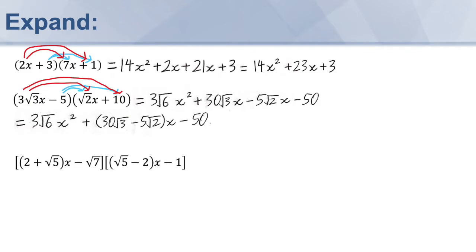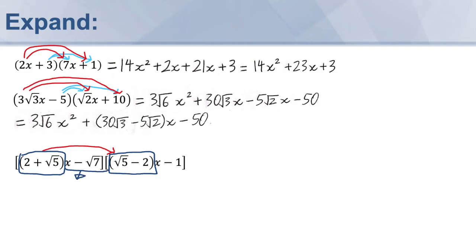So here, we have a little more complex one. So we have (2 plus root 5)x minus root 7 multiplied by (root 5 minus 2)x minus 1. However, we can sort of simplify this a little bit, a little easier than it seems, because we, right here, have what is called difference of squares. The reason being, if you look at what x is being multiplied by, the coefficient of x, one of them is essentially root 5 plus 2, while the other is root 5 minus 2.